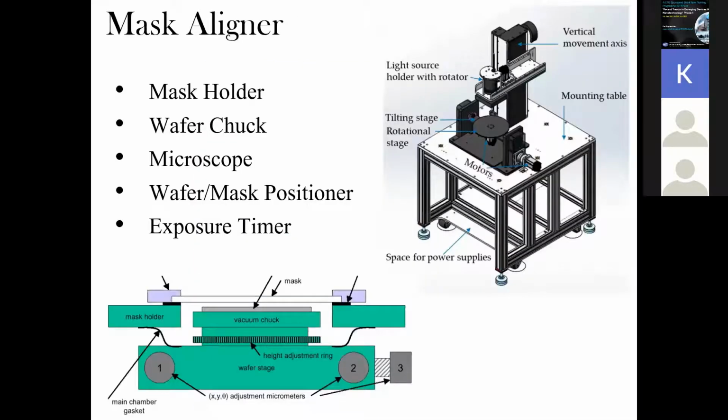So this is the schematic of a mask aligner. As I was telling, there will be a mask holder and a wafer chuck. That means you have to keep your wafer on it, and it should be tightly placed. That's why the wafer chuck in this case is also a vacuum chuck, as you have seen in the spin coater case.